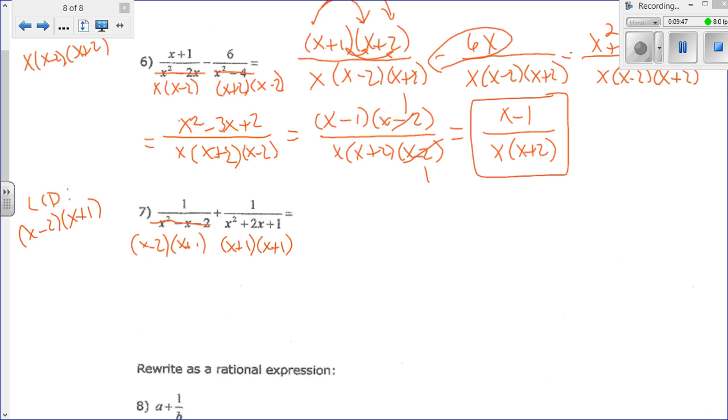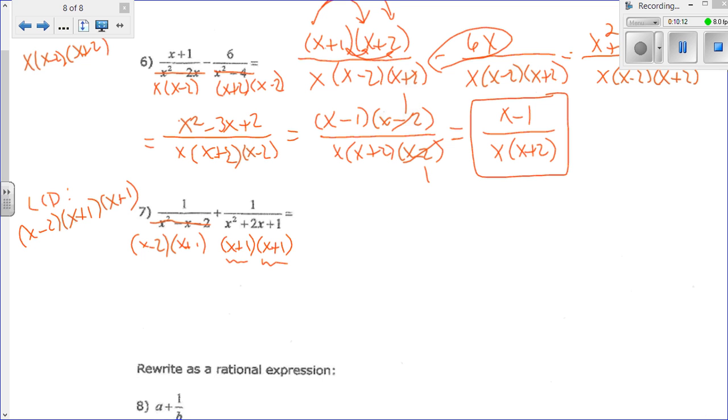And if you notice in my second fraction here, I have 2 x plus 1s. But right now my LCD only has 1 x plus 1. When one fraction has a denominator that has 2 factors that are exactly the same, in this example, x plus 1 and x plus 1, I must have two x plus 1s in my LCD.